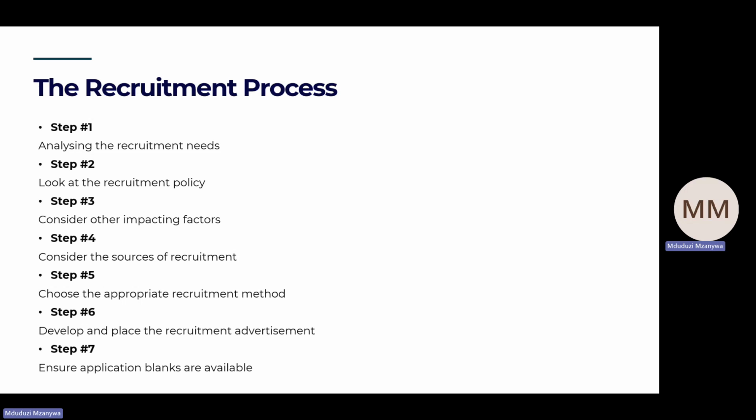What do we need? What skill do we need? Where do we need the skill? By when do we need the skill? How many skill or people rather do we need? And then once you've done that, you have a look at step 2, look at the policy.